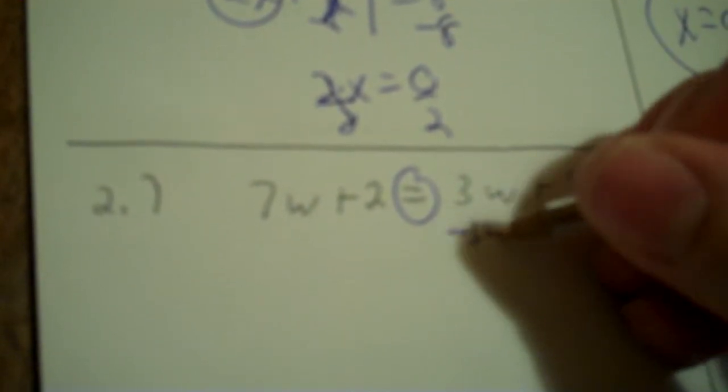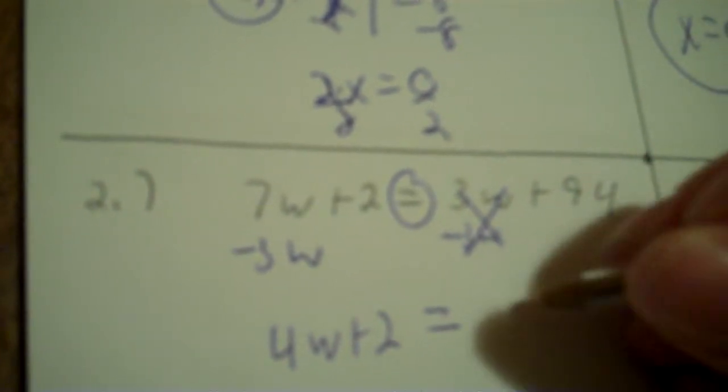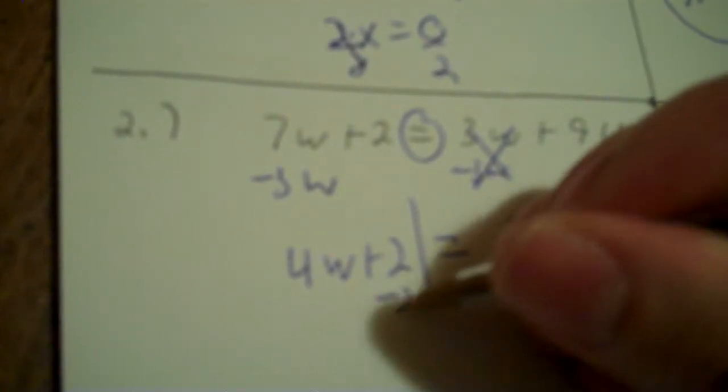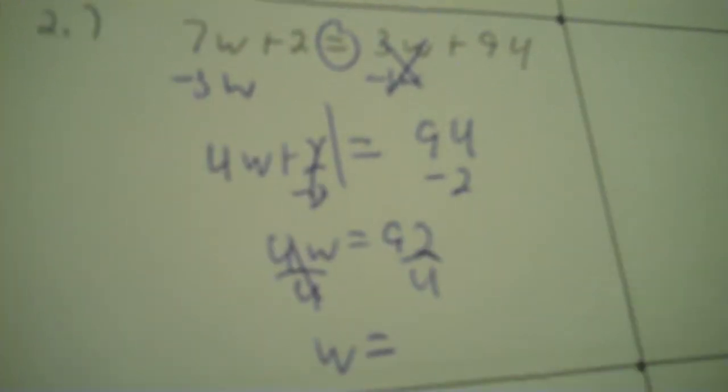Okay, get the letter terms on one side, so it's minus 3w. That's your first step. That's what you should always be thinking. Get the constant terms on the other side. 4w equals 92. Divide by 4. I think it's 23. Yeah, it is. Okay.